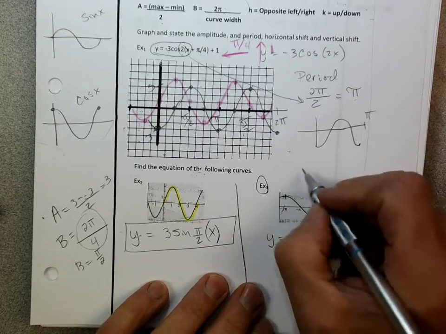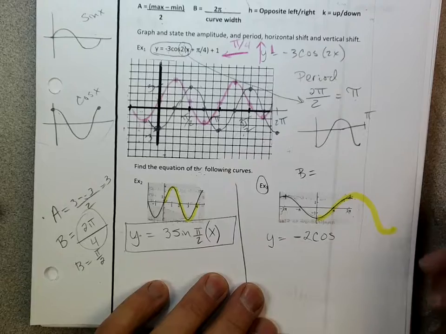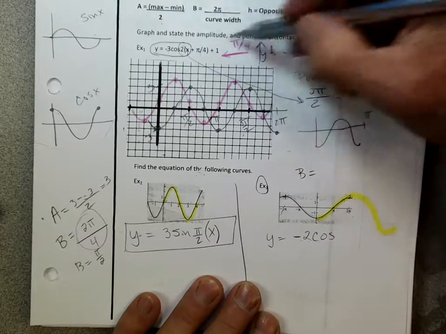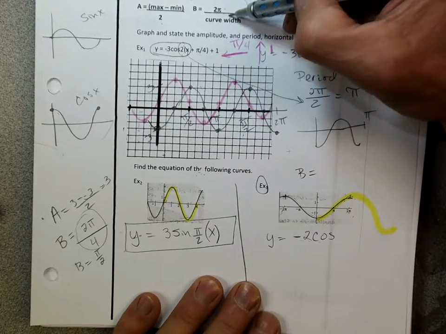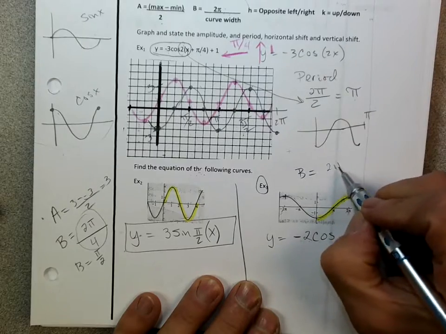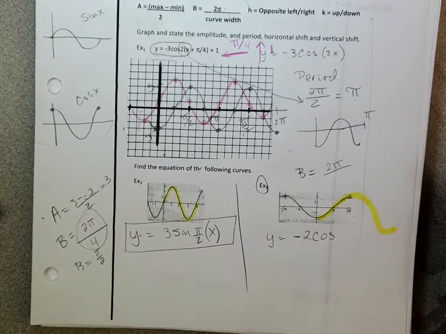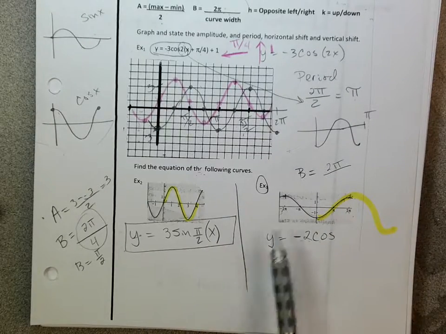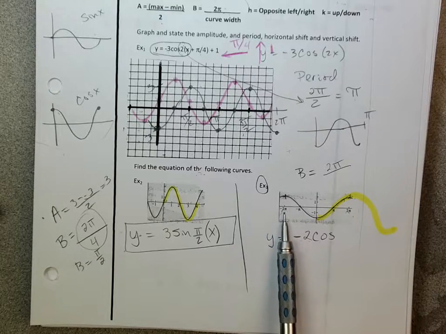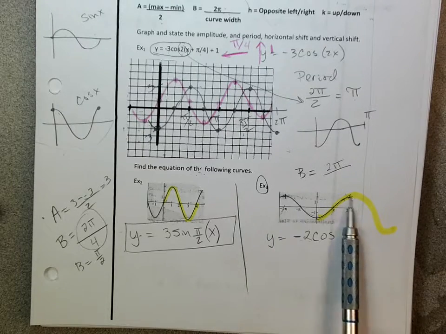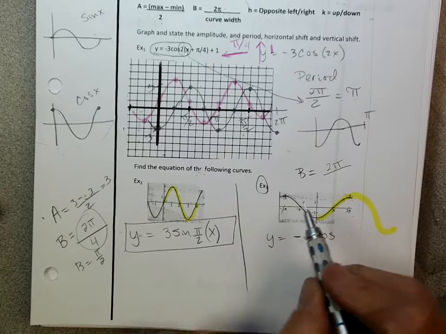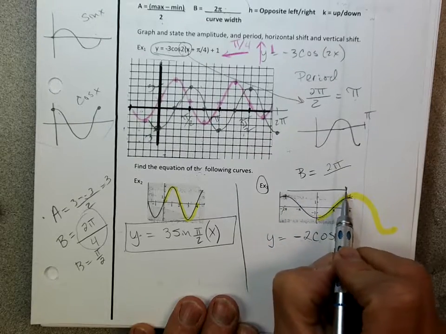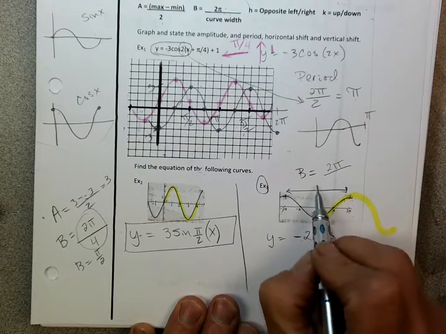Now B, which is our frequency. To find B, the little note says 2 pi divided by the curve width. So I'm going to go 2 pi divided by the curve width. So how wide is this curve? Well, I could journey from here at negative 2 pi to 2 pi. So the width of this curve is 4 pi.